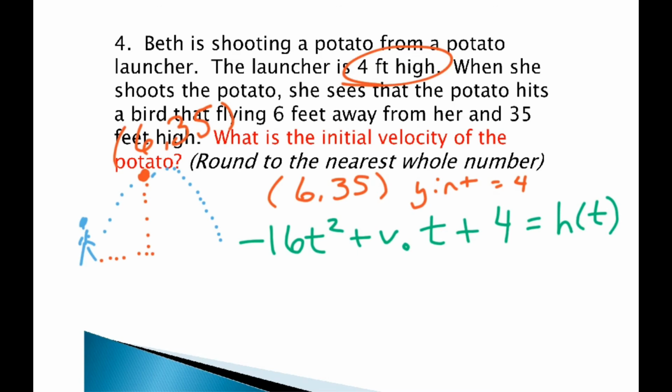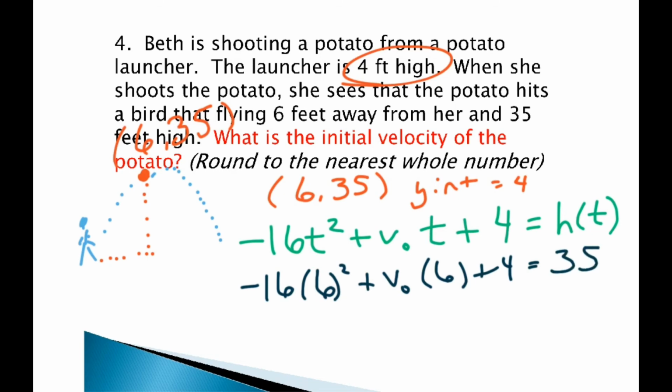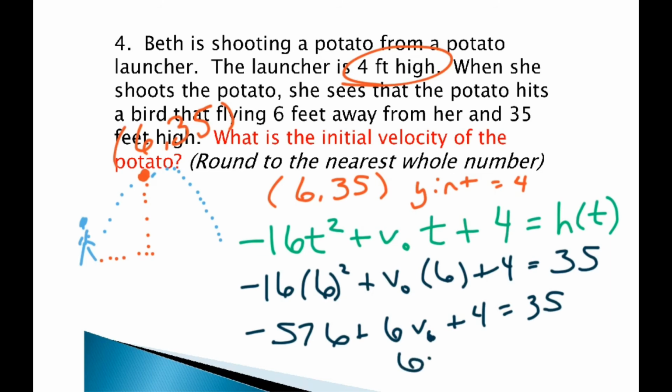Now the height at a particular point in time, so the point that it's going to fit into is this (6, 35). So I'm going to say negative 16 times 6 squared plus the initial velocity times 6 plus 4 is equal to 35. And so I'm going to find out at what point this is happening. I'm going to do some calculations with my calculator and get negative 576 plus 6 times the velocity plus 4 is equal to 35.